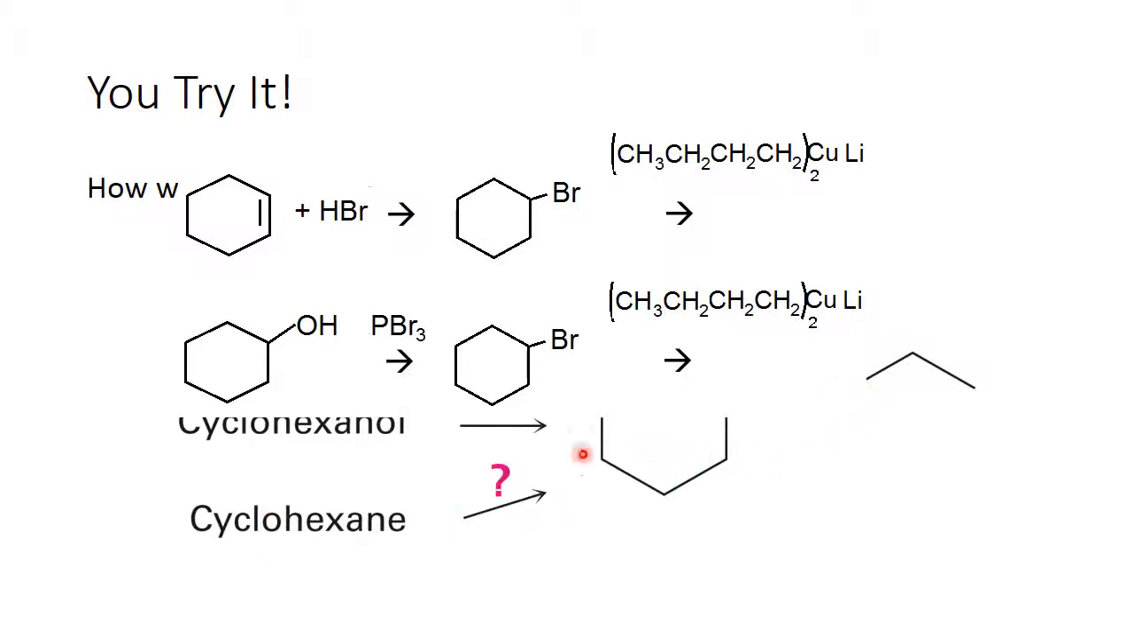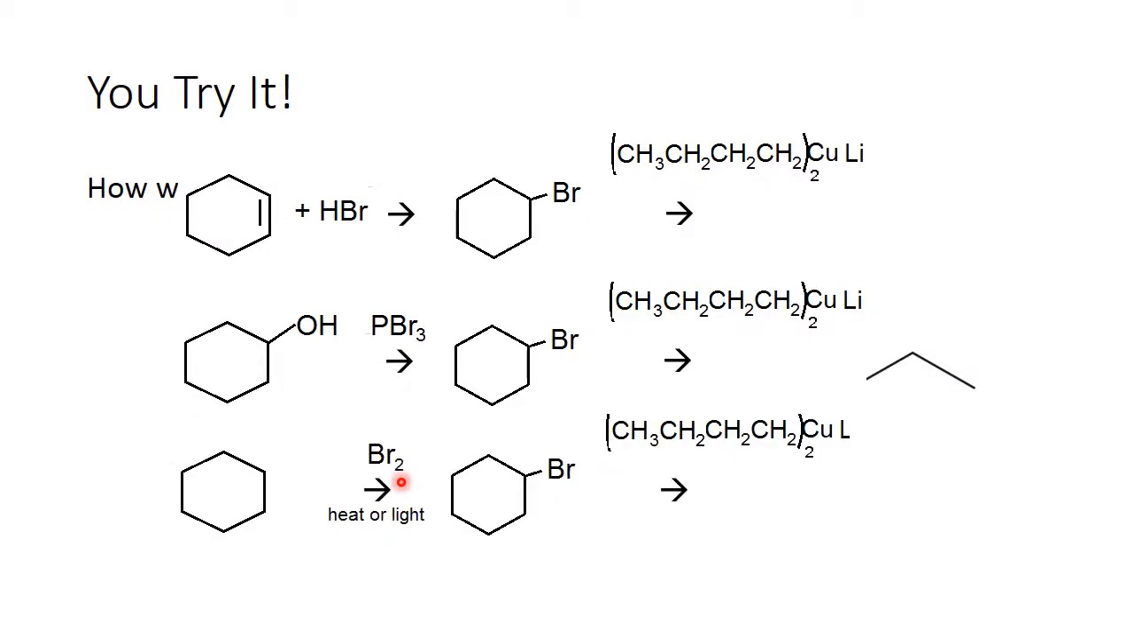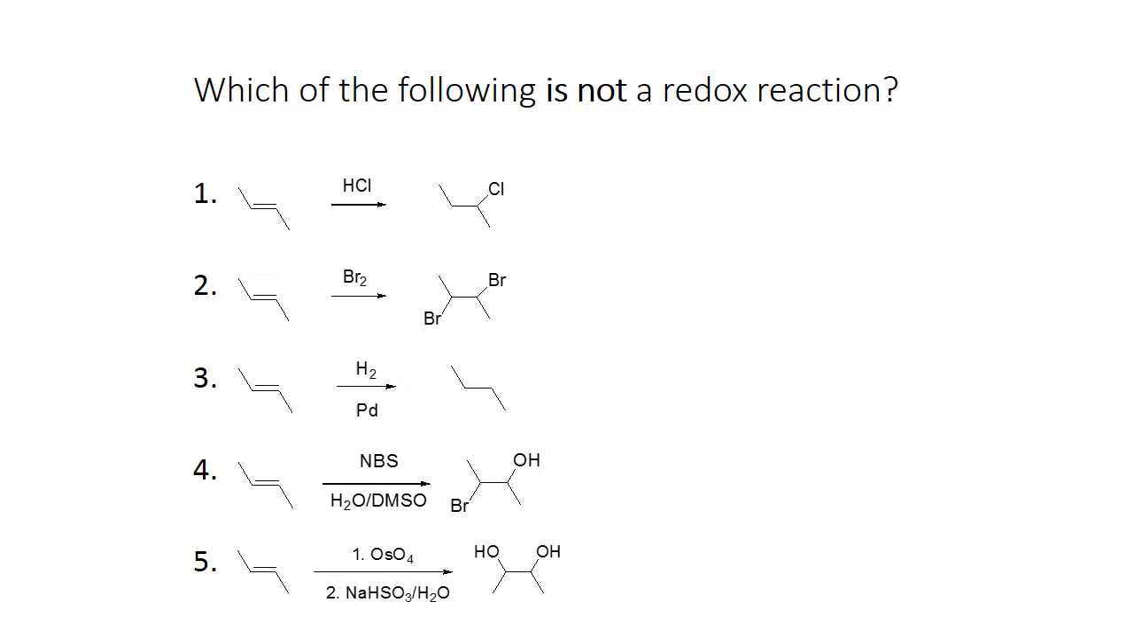And to take cyclohexane to the product, I have to somehow get a bromide on it. So what do I do? Free radical bromination gives me the bromocyclohexane. Which of the following is not a redox reaction?